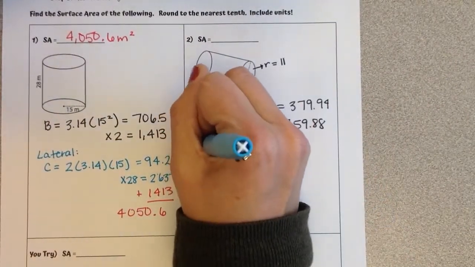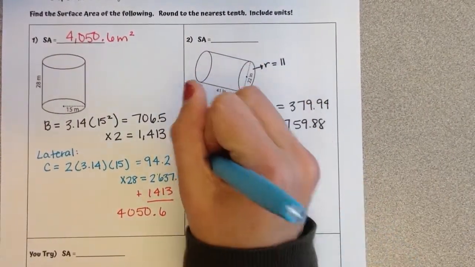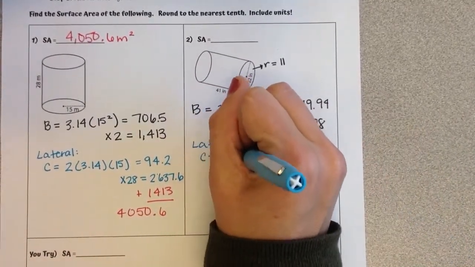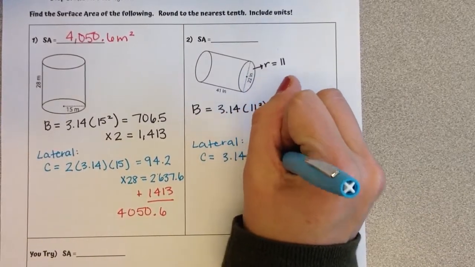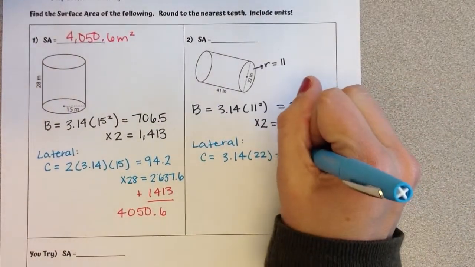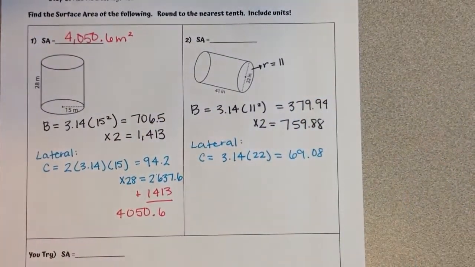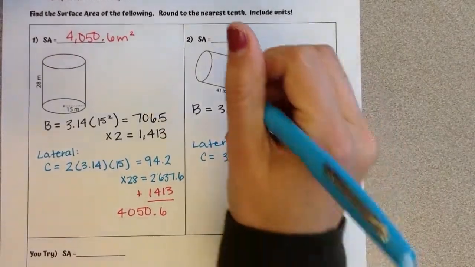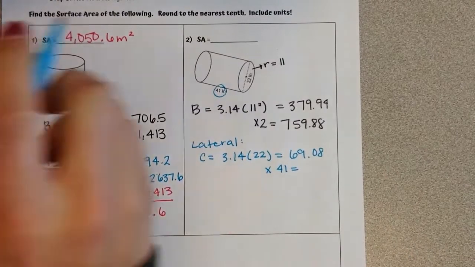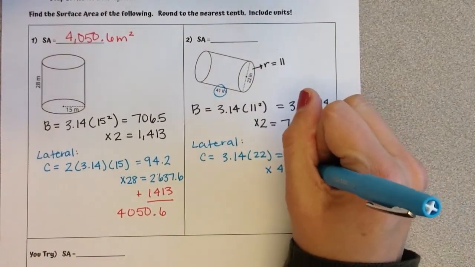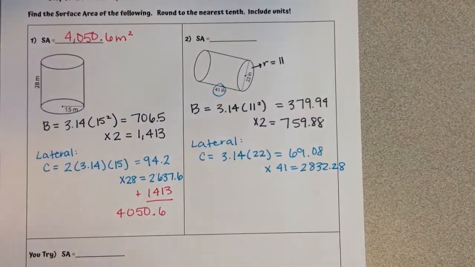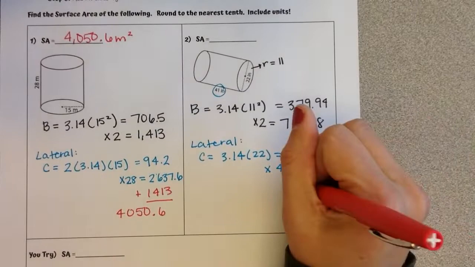Then I'm going to find my lateral surface area first by finding my circumference. I'm given the diameter, so I'm just going to do pi times diameter of 22. And that gives me 69 and 8/100. And then I'm going to multiply that by the height of the prism, which is 41. And that gives me 2,832 and 28/100.